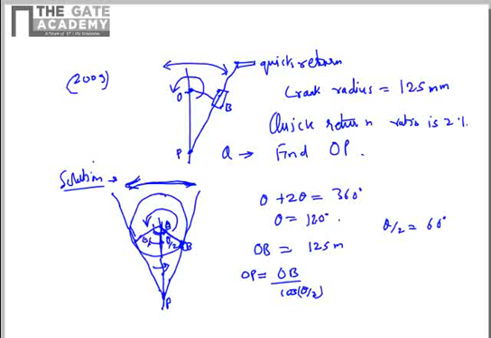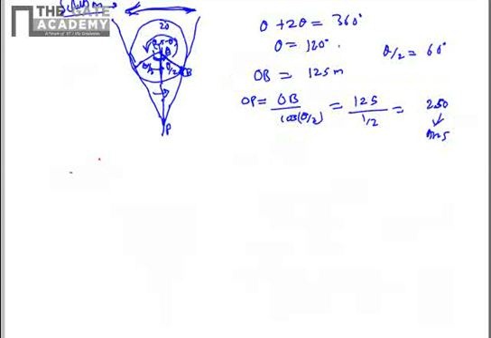Since this is a half angle, theta by 2 here, theta by 2 here, the whole thing is 2 pi minus theta, or 2 theta. And theta by 2 is 60 degrees, OB is 125, cos 60 degrees is half, so OP is 250. So this is our answer. Similar questions have been asked in the past, so you may as well memorize this: if the quick return ratio is 2:1, then the distance between the centers is twice the crank radius.